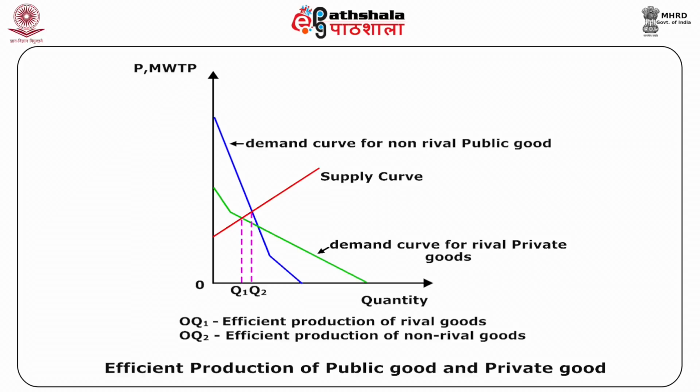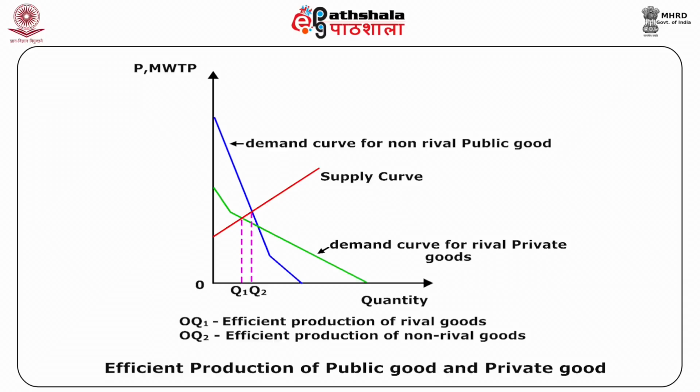On the other hand, the demand curve for a rival private good lies well below the blue line, and it is represented by the green line. So, if we were to look at the intersection of the red supply curve with the green private demand function for rival goods, then the output, the quantity, would be Q1.